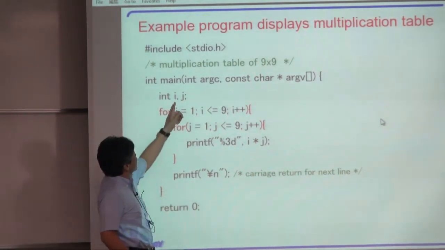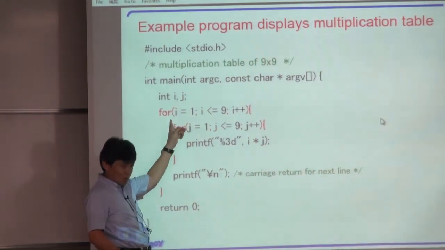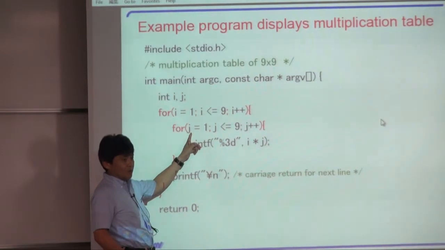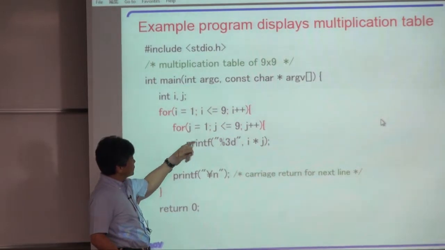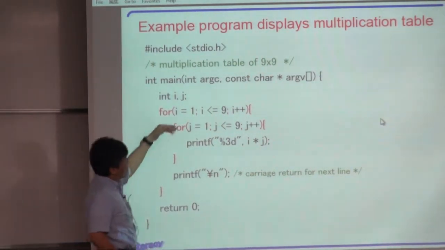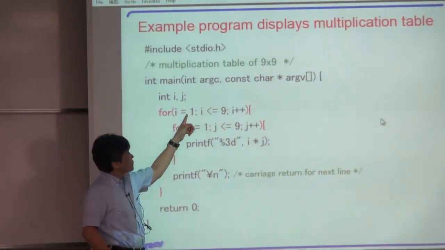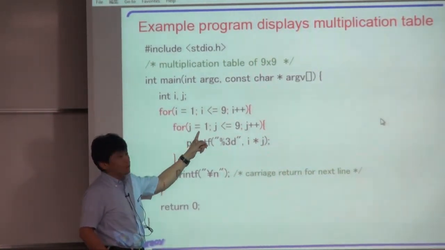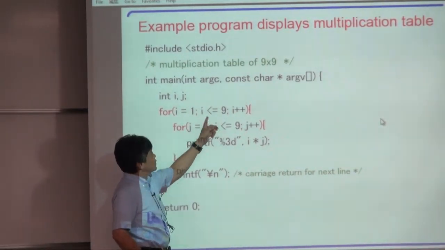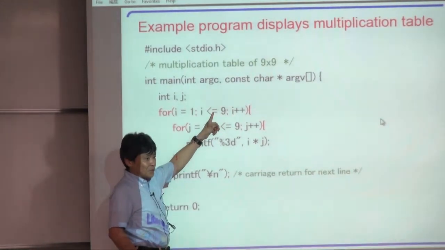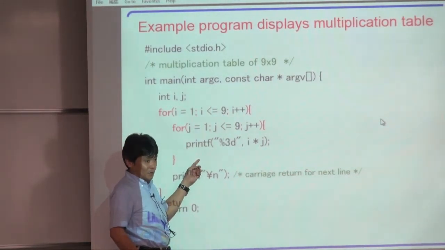Okay, so as I explained, i is treated as the loop counter for this for loop, and j is also treated as a loop counter for this for loop. First i becomes 1, and this part will be evaluated. Of course this becomes true, then this block will be executed.